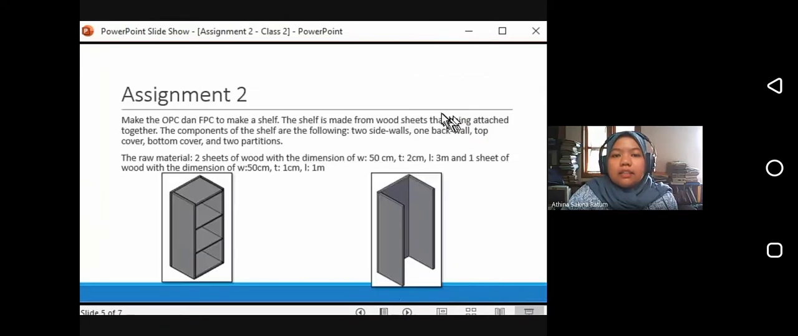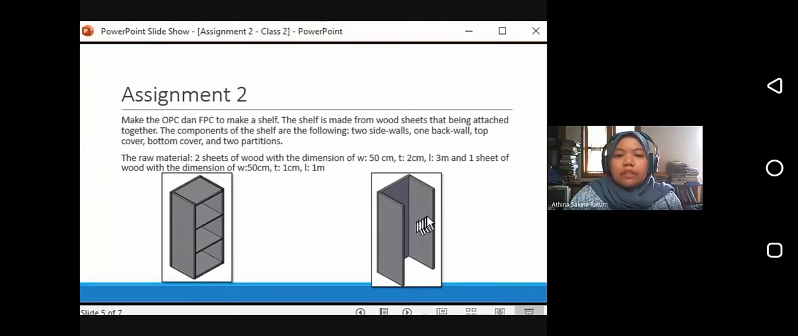And this is for your assignment. You have to make an OPC and FPC to make a shelf. So this is the final product of the shelf. The shelf is made from wood sheets that are attached together. So this is the framework of the shelf.